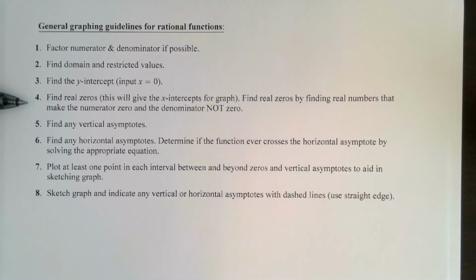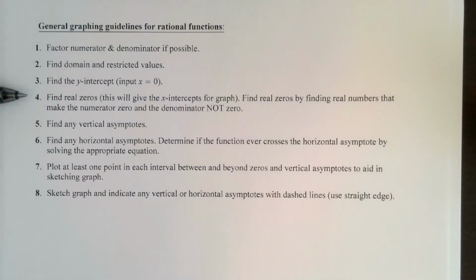Next, we're going to find the real zeros, or the x-intercepts, for the graph. The way we do that is we find the zeros of the rational function by finding the real numbers that make the numerator 0, the top 0, but the denominator not 0. We already know that values of x that make the denominator 0 are restricted values, values not in the domain of the function. So to find the real zeros, we want the top to be 0 and the bottom to be not 0. Those will be x-intercepts, the real zeros.